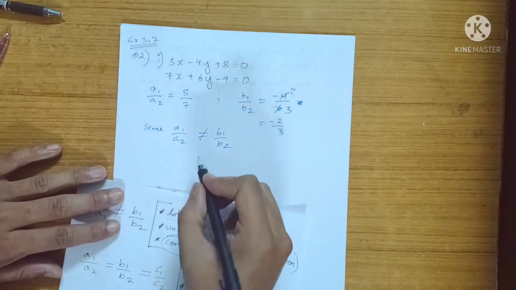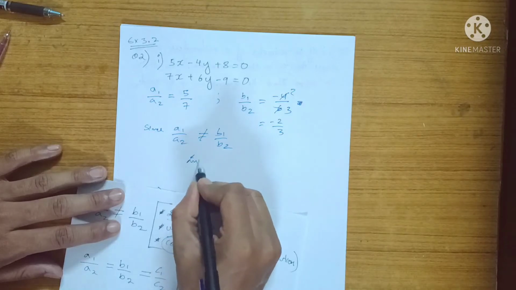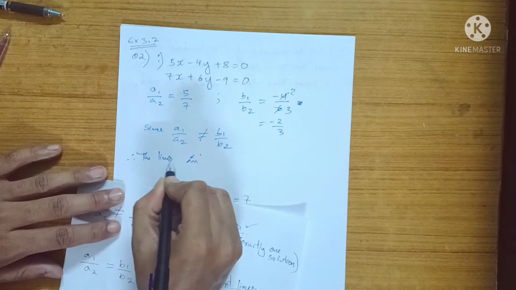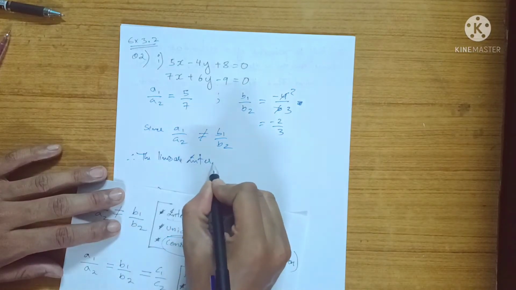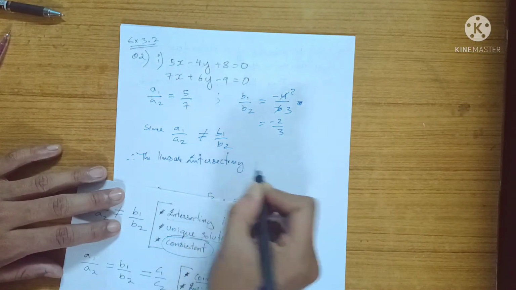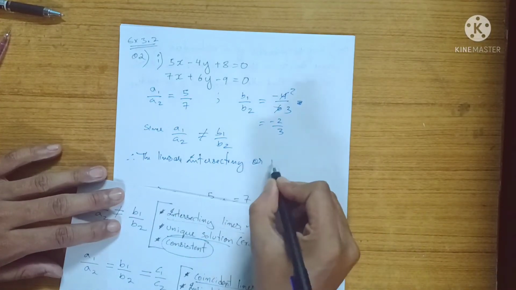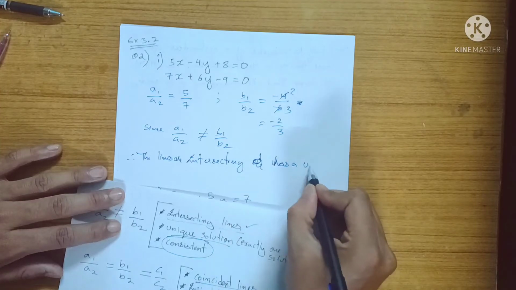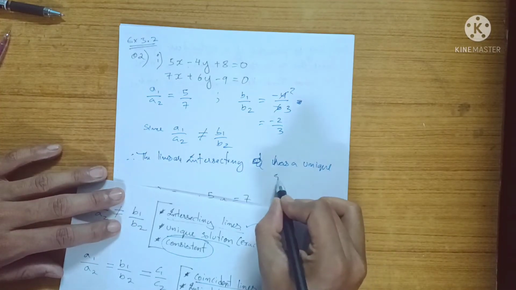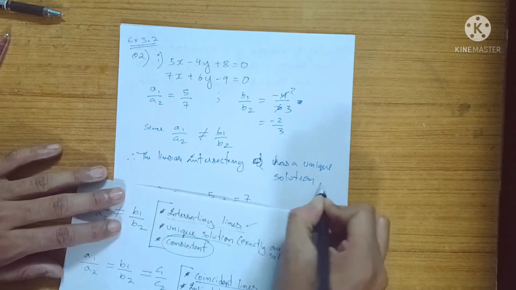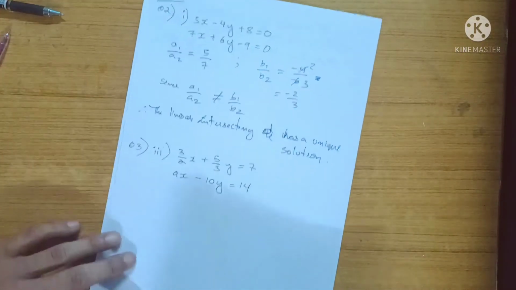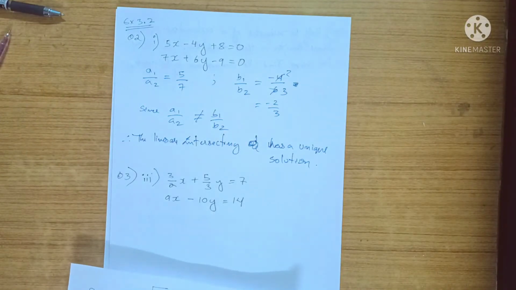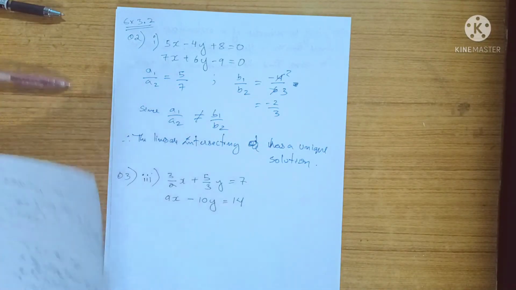Okay. For the timing, I'll just write in or. So this is an intersecting line. Therefore, the lines are intersecting or has a unique solution. Let's just keep it like this so you guys will understand better. Okay. So Roman number 1 is that. Since this is way too easy, I'm just gonna leave it.